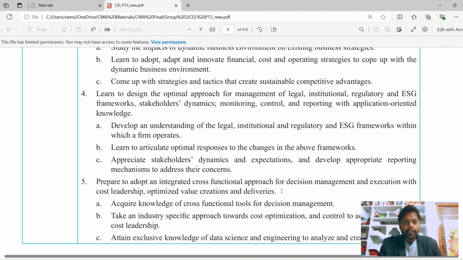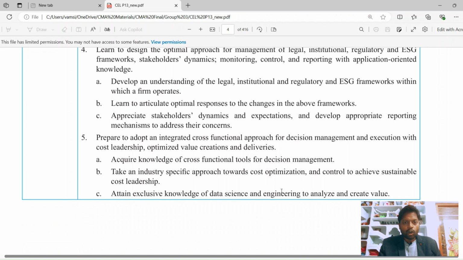Develop an understanding of the legal, institutional, and regulatory and ESG frameworks within which the firm operates. Learn to articulate optimal responses to the changes in the above framework. Appreciate the stakeholders' dynamics and expectations, and develop appropriate reporting mechanisms to address their concerns.